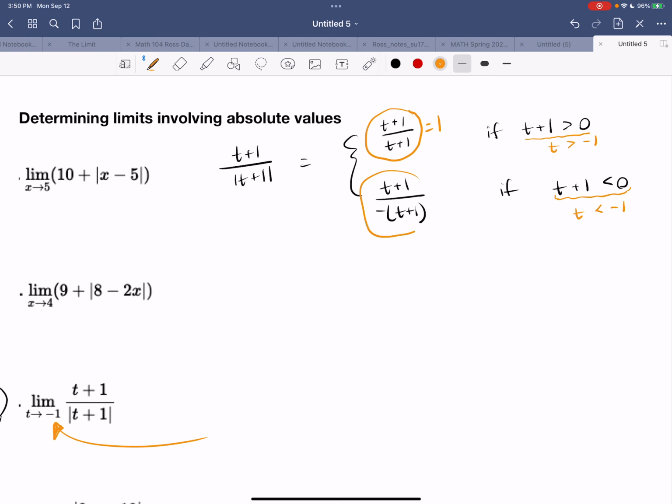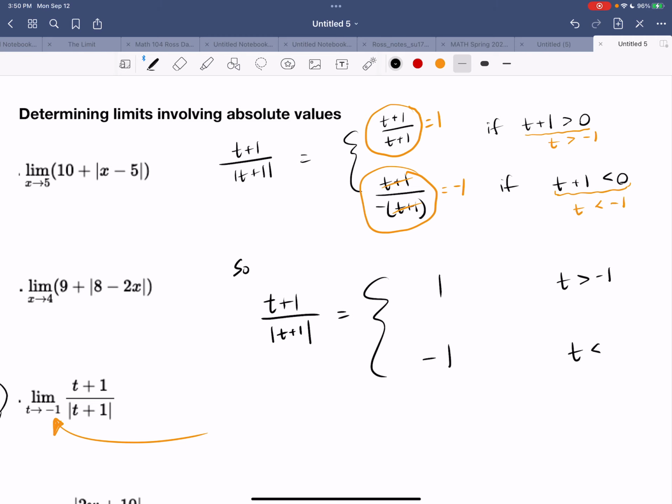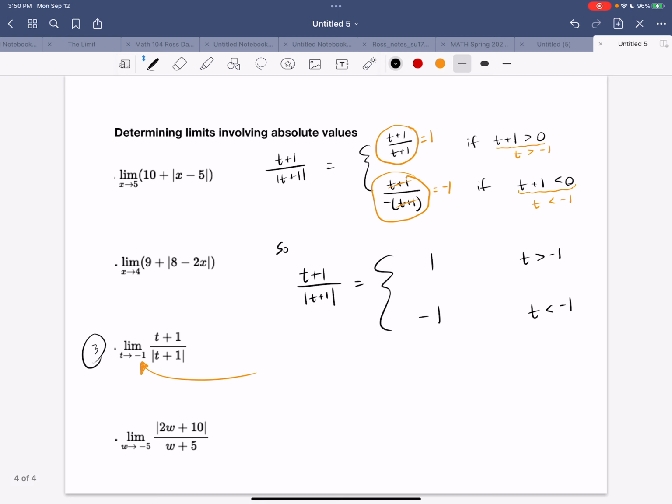And what about down here? If I have t plus 1 over minus quantity t plus 1, the t plus 1 here and the t plus 1 there are going to cancel out. So I'll just have 1 divided by negative 1. That's just going to be minus 1. So let me rewrite my function here. So t plus 1 over the absolute value of t plus 1 is either equal to 1 or negative 1. So it's 1 if t is bigger than negative 1, and it is negative 1 if t is less than negative 1. So if we were to sketch this, it'd be pretty straightforward to sketch.